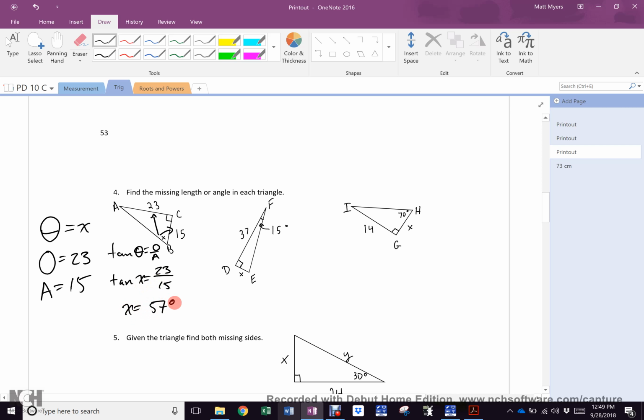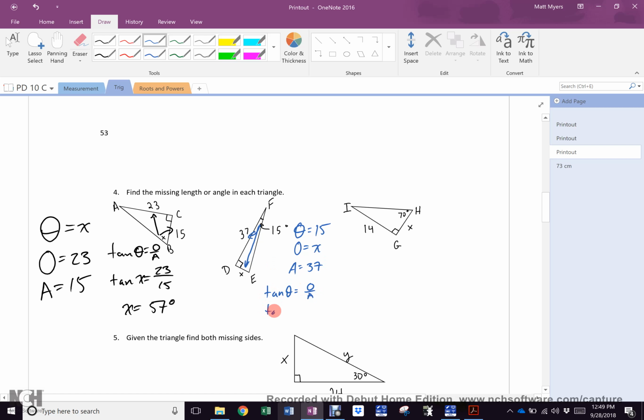57 degrees. Everybody cool? Okay, let's do the next one. Is there an angle in triangle DEF that I care about? It's 15, right? So do I have a theta? What is it? 15. Once I have a theta, I look. What's opposite? So O equals X. What's adjacent? A equals 37. Doesn't tan theta equal O over A?